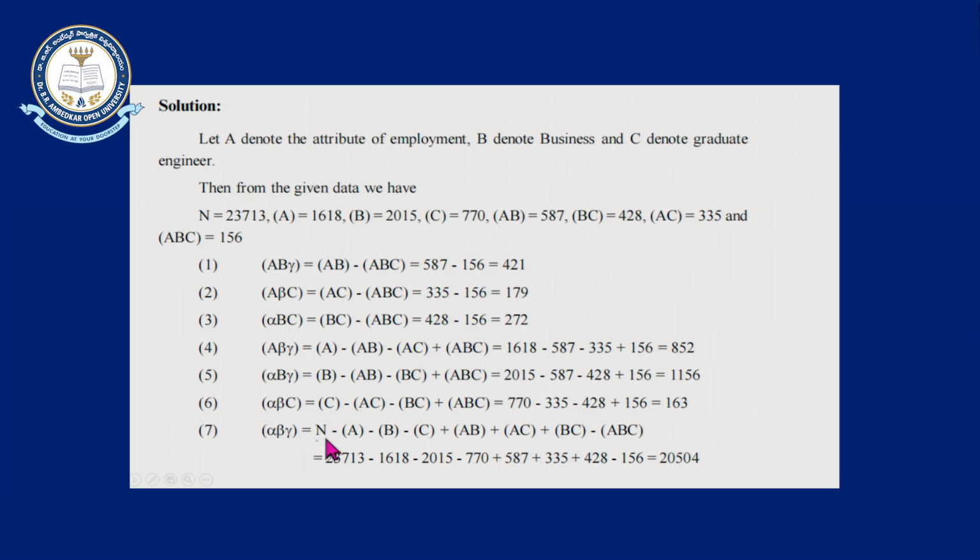Alpha beta gamma equal to N minus bracket A minus bracket B minus bracket C plus AB plus AC plus BC minus ABC. So direct substitution gives 20504.